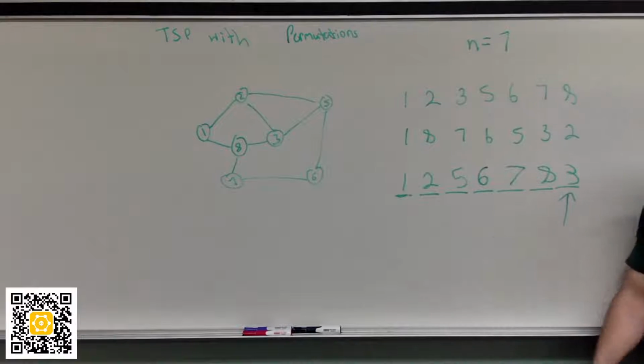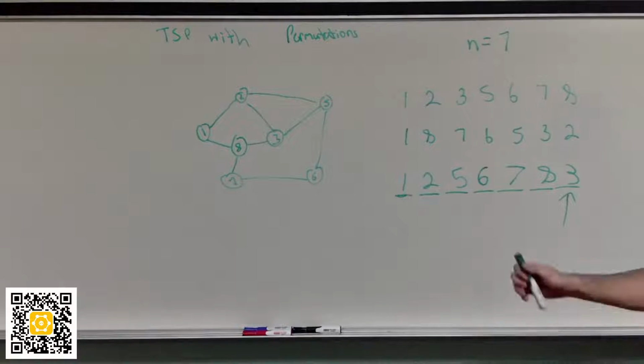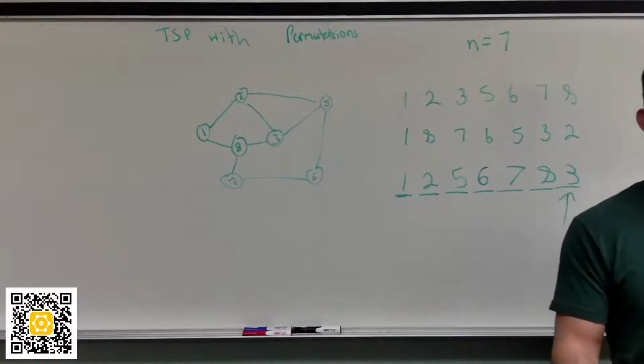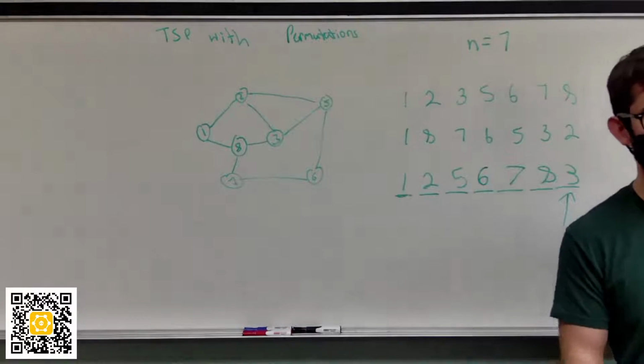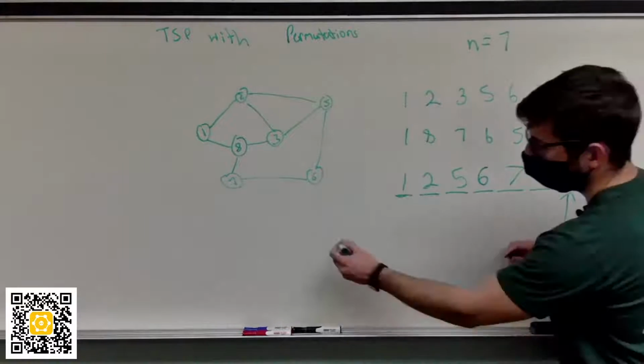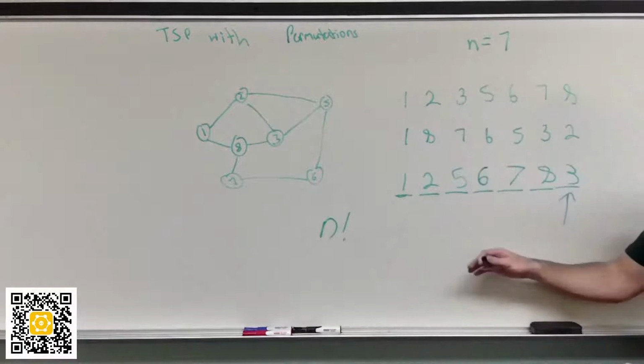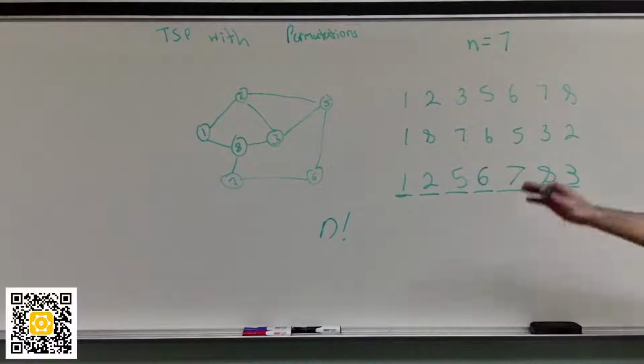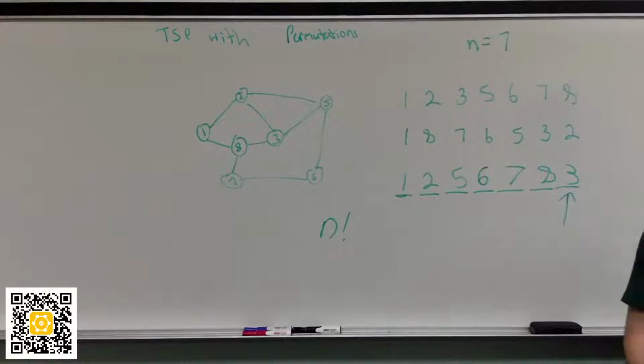And that's exactly how you do the traveling salesman with permutations. Obviously, not at all efficient. This is still n factorial. So this is still NP hard. So we can't do this in polynomial time. So it's not like we solved the hardest problem in computer science. It's just one way of doing this.